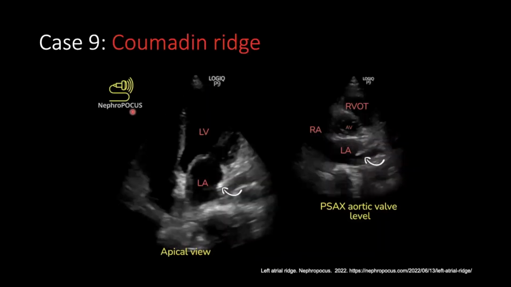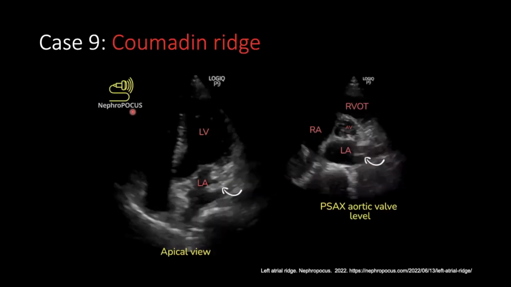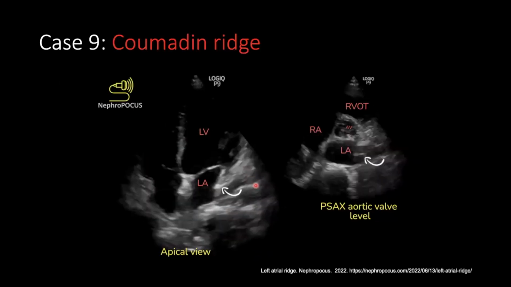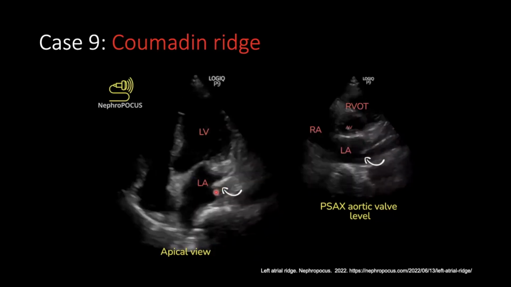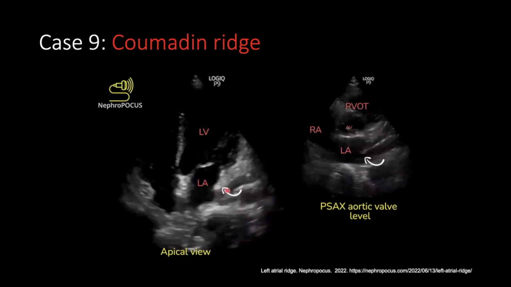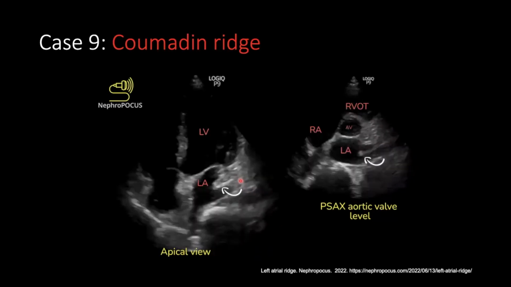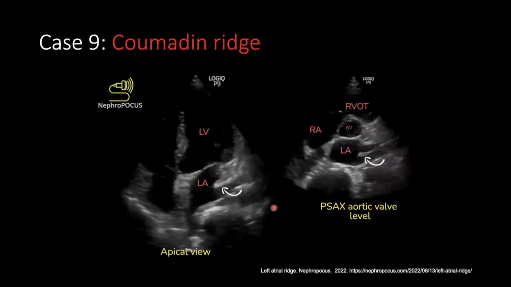Okay. So I won't spend too long on here. It sounds like most people recognize this. So yeah, this is a classic appearance of it. It's just a slightly better example. So you get to see the bulbous part of the Coumadin ridge at the edge with the more thin linear part behind it.